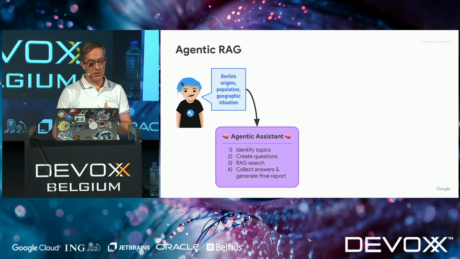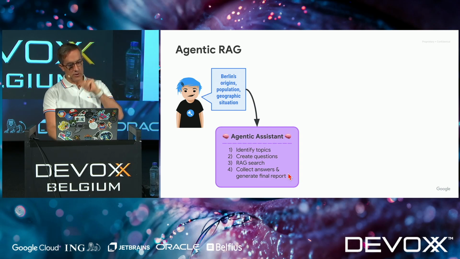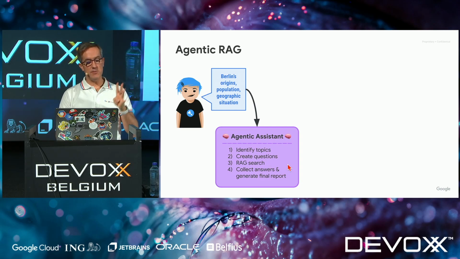So, agentic approach: I say, okay, you're an agent, you're smart, here are the steps you're going to follow. So I'm the one deciding the plan this time, but maybe you can also ask the agent to figure out a plan itself. Identify the topics, there are 3 topics. Create questions, like the hypothetical question approach I used. Do a search for those questions to find the relevant information in the doc, collect those answers, and generate a final report.